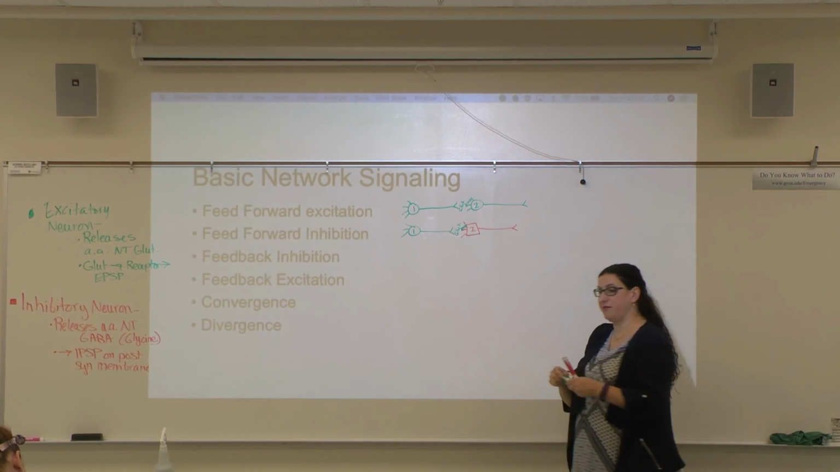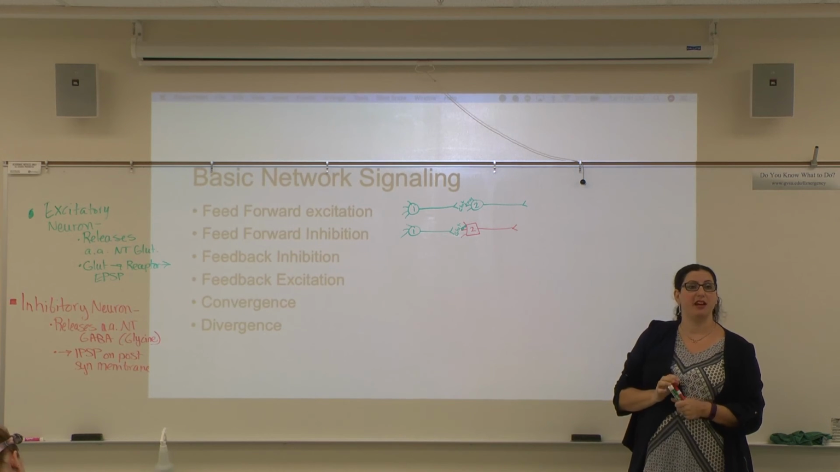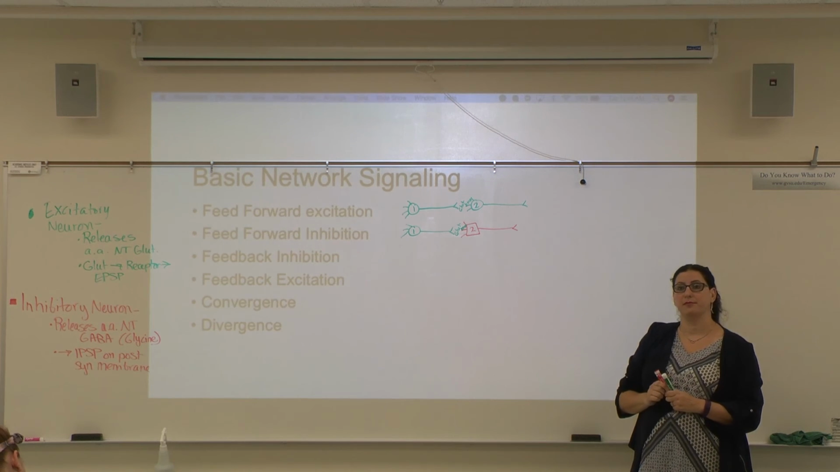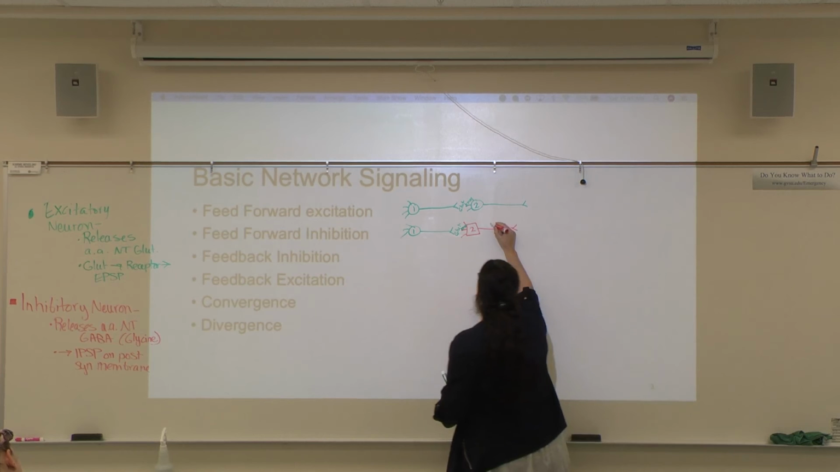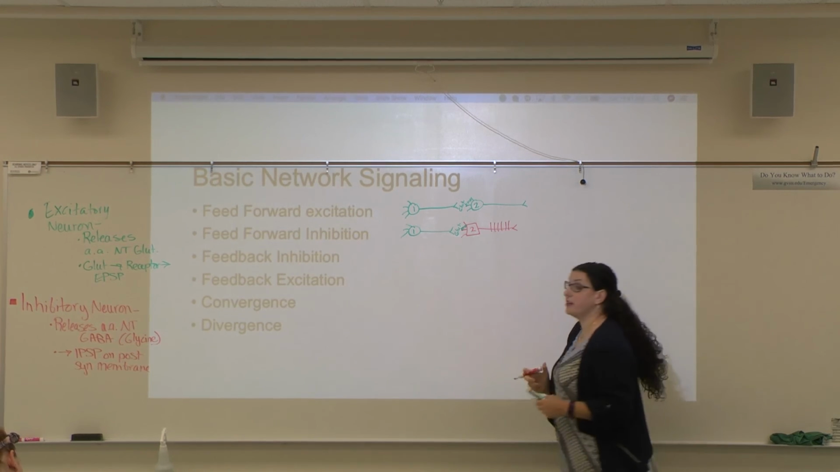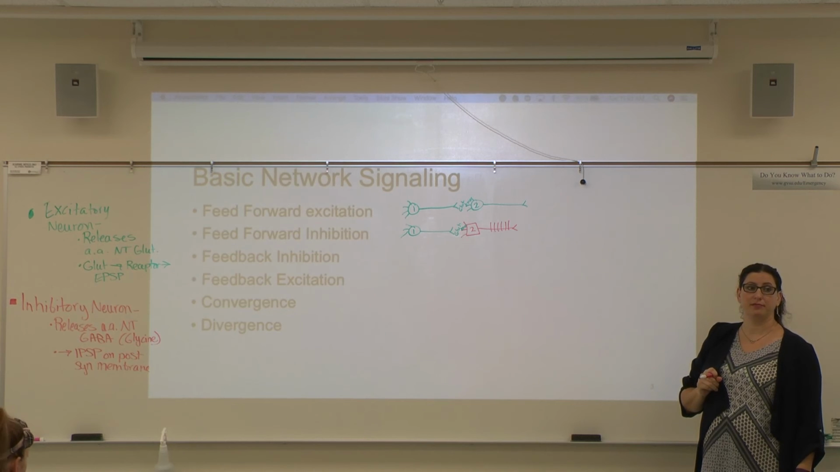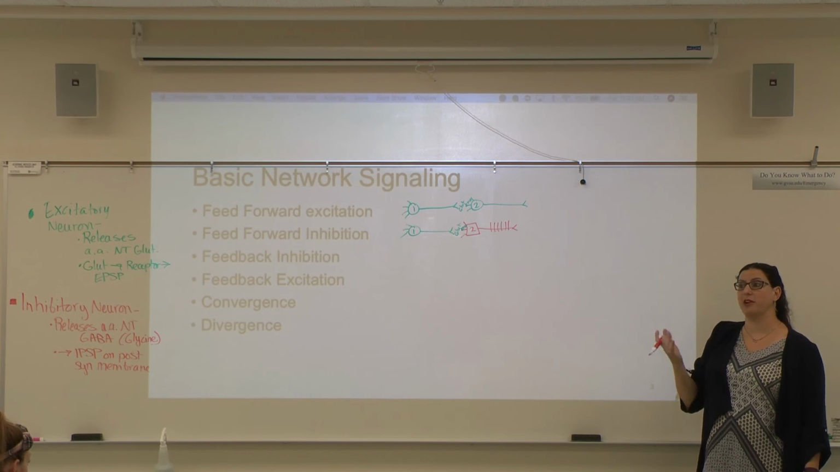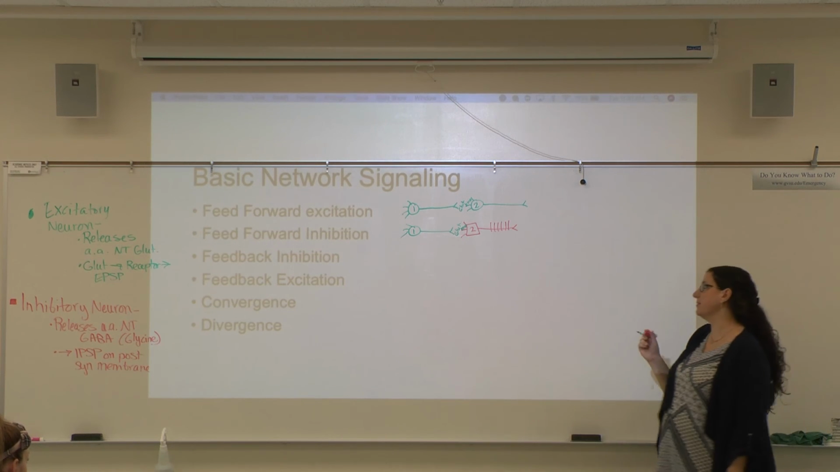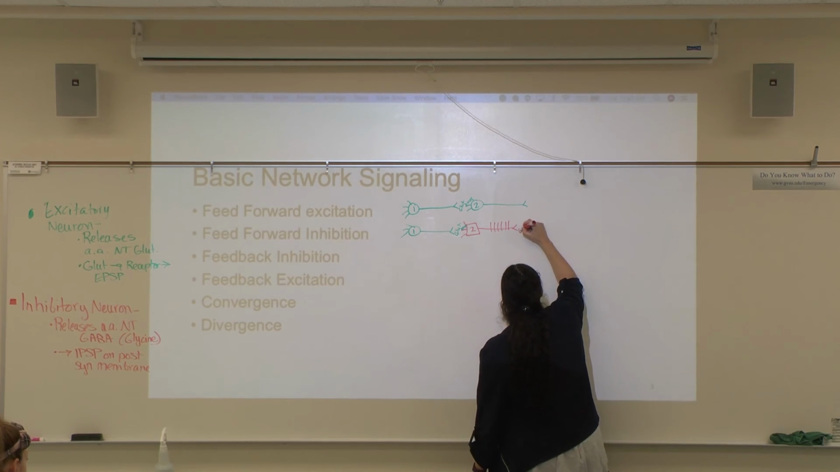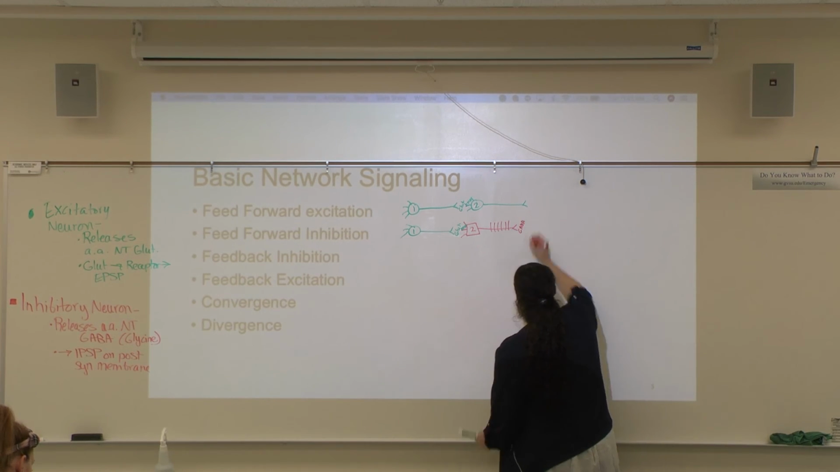Let's say that EPSP is sufficient to reach threshold. Then what happens in cell 2? Action potentials. Cell 2 fires action potentials. What neurotransmitter does it release? Let's say we're in the brain. In the brain, it's GABA. In the spinal cord, it's glycine.